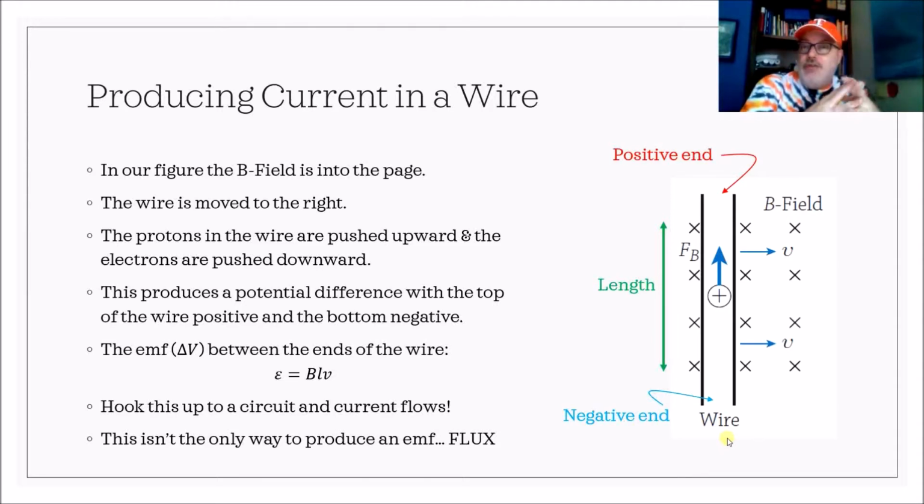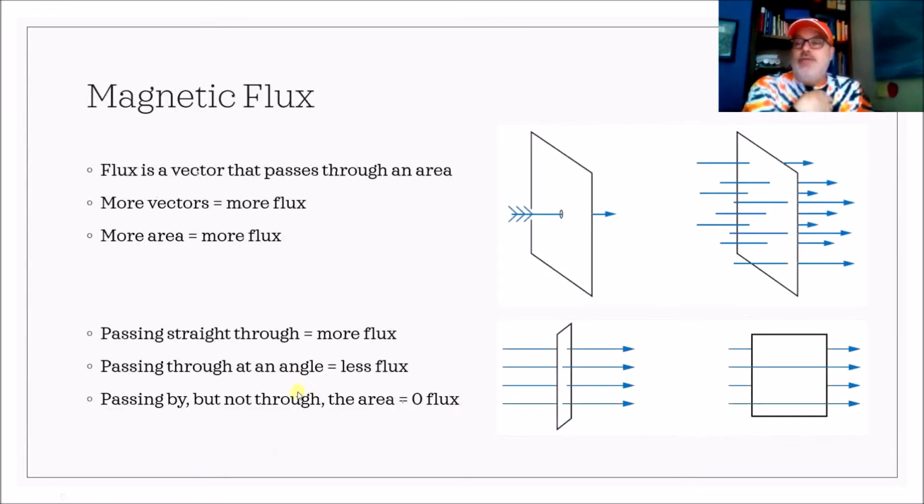So cool. We could do this and we could cause electricity to flow. Nice. As long as we keep the wire moving through the magnetic field. As soon as we stop, all bets are off. No more EMF. But there's another way to produce this. In fact, this is just a subset of the overall way to produce electricity in a wire, and we need to talk about flux. So what is magnetic flux?